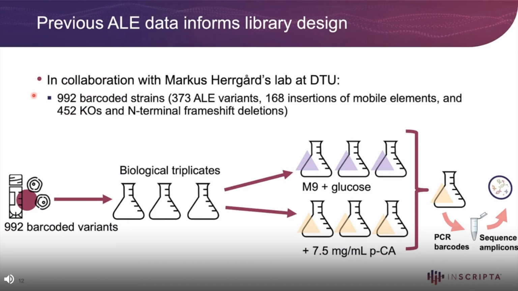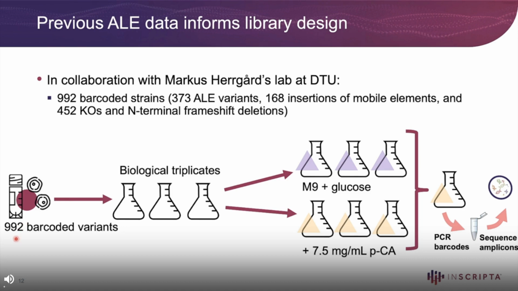So previous work at Inscripta was done in collaboration with Marcus Ehrgard's lab at DTU, such that an initial genome-wide library was built, and this had 992 barcoded strains. It had 373 adaptive laboratory evolution variants, which were identified in Marcus Ehrgard's lab. It also had 168 insertions of mobile elements, as well as 442 knockouts and N-terminal frame deletions.